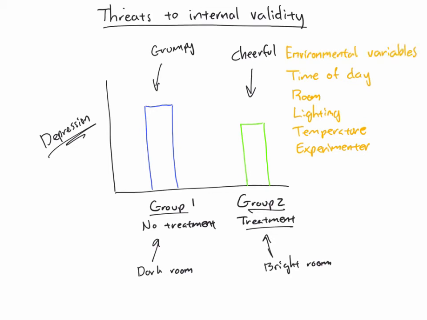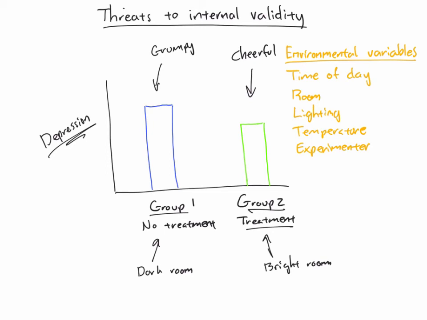And anything that's different between our two conditions in terms of those environmental variables may become a threat to the internal validity of our study. Maybe it's a confounding variable because it provides, again, an alternative explanation for the difference that we're seeing. And so that means maybe it's causing that difference, not our treatment.